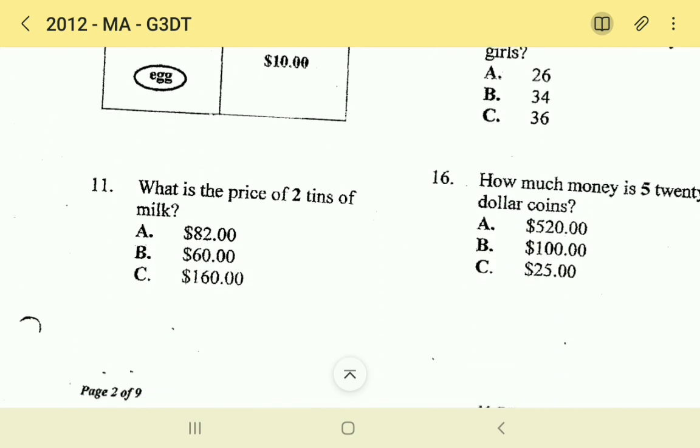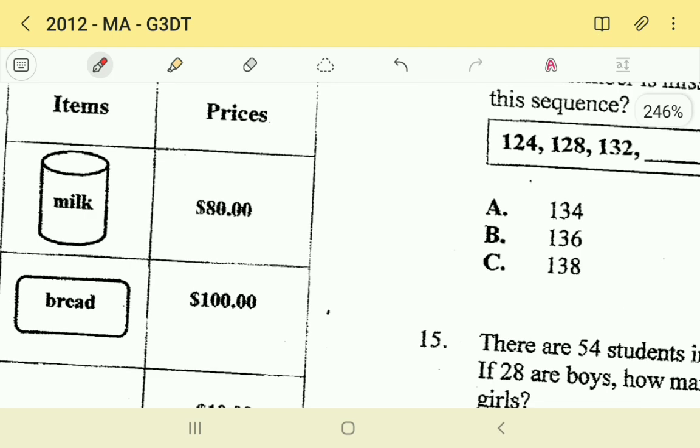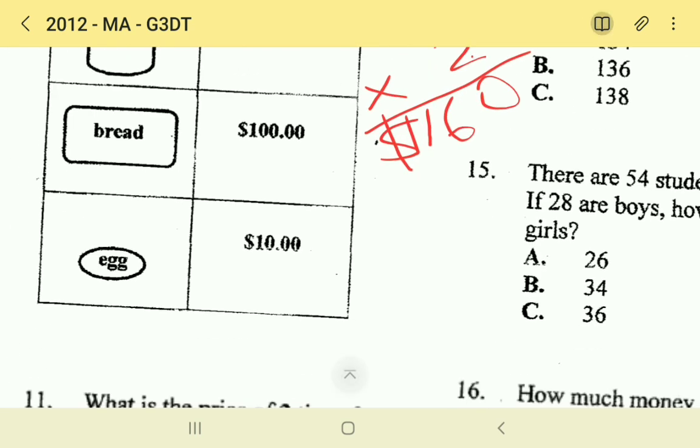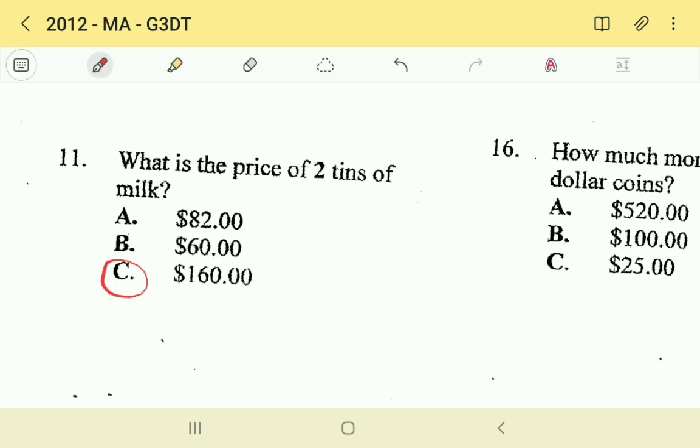Number 11. What is the price of 2 tins of milk? So if it's $80 for one, it's asking you 2 times 80. It's like saying 2 8s. If you know your tables, you know 2 8s are 16. So 2 0s is 0. 2 8s are 16. So it would be $160 for 2 tins of milk, and that's at C. Number 12.